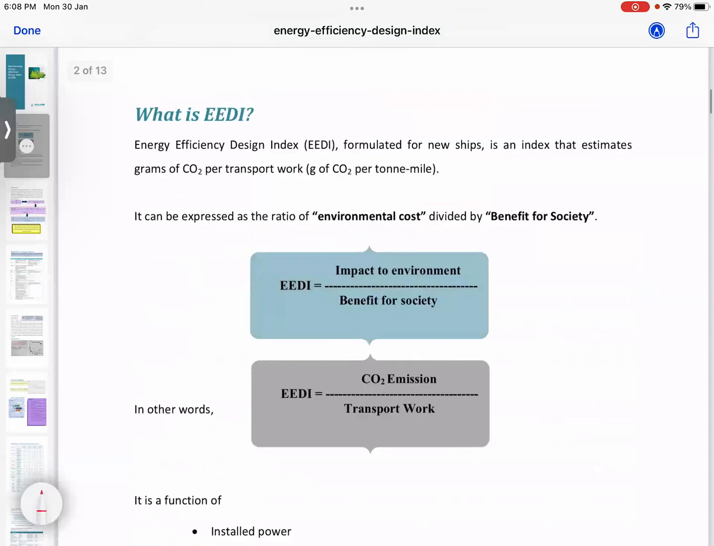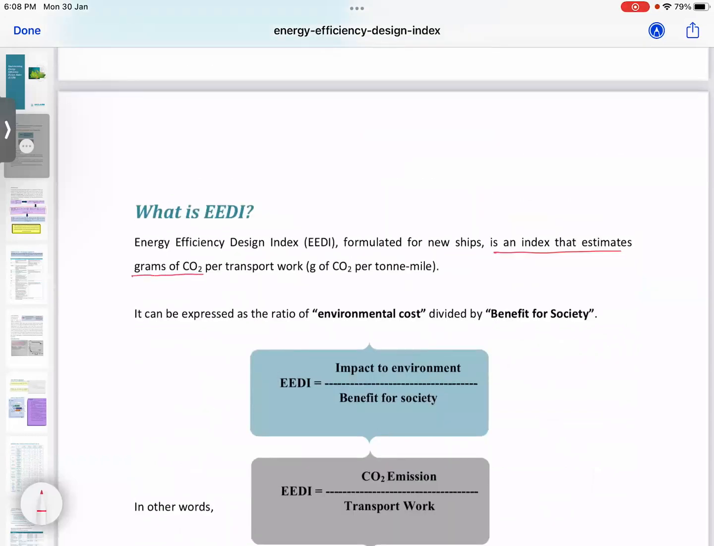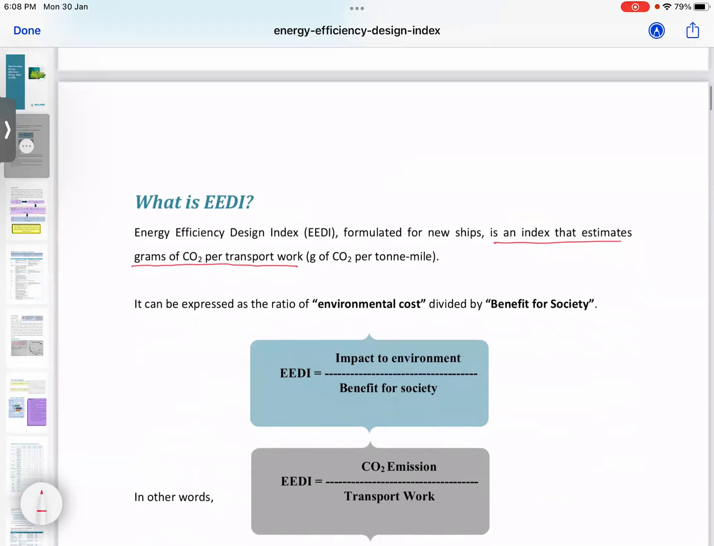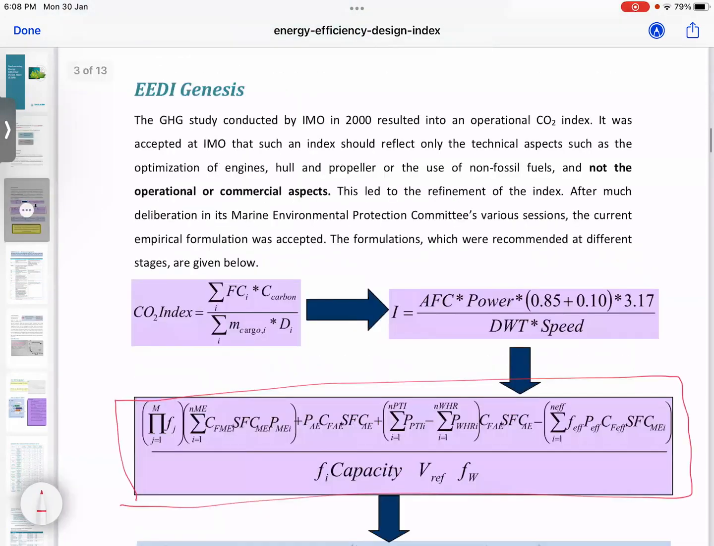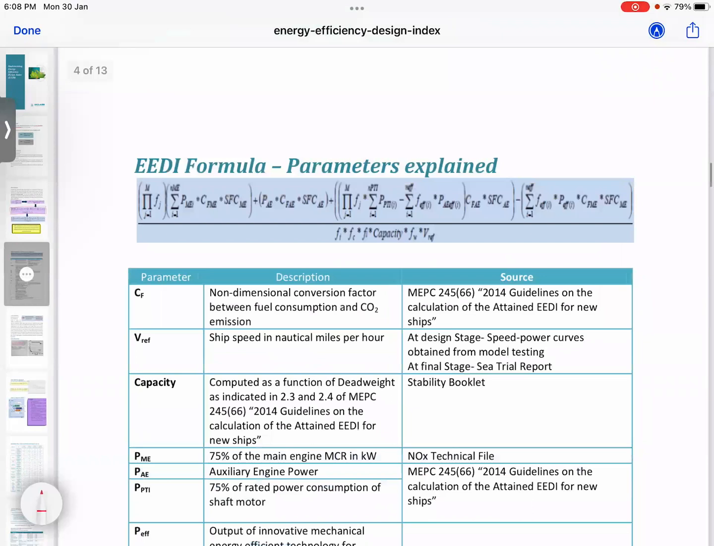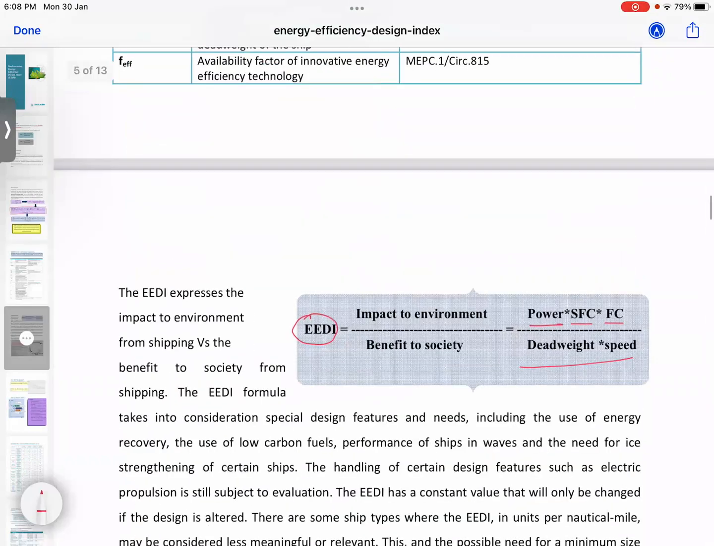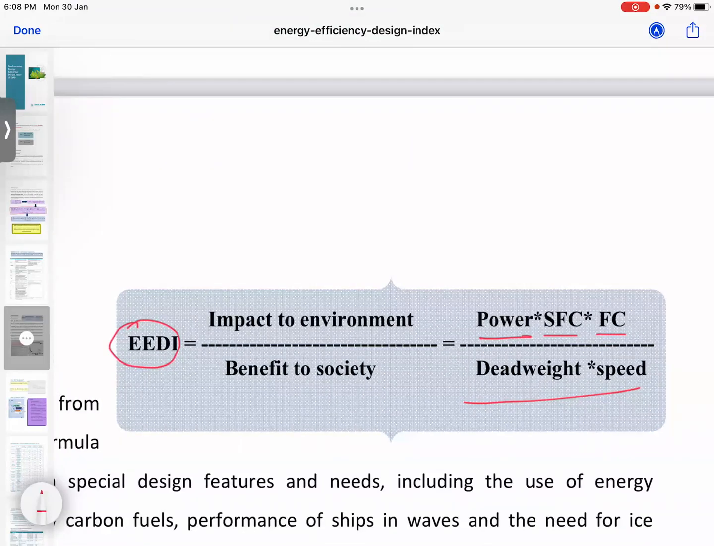And basically the definition you can say is: it is an index that estimates the grams of CO2 per transport work. Sir, can you please show me that formula once again, sir? Okay, just a moment. It's an index that estimates the grams of CO2 per transport work, means how much CO2 you are emitting into the atmosphere while you are transporting the cargo. Guys, अगर बलबीर सर का लिंक आएगा तो मुझे बता देना. I'll continue the class until then.